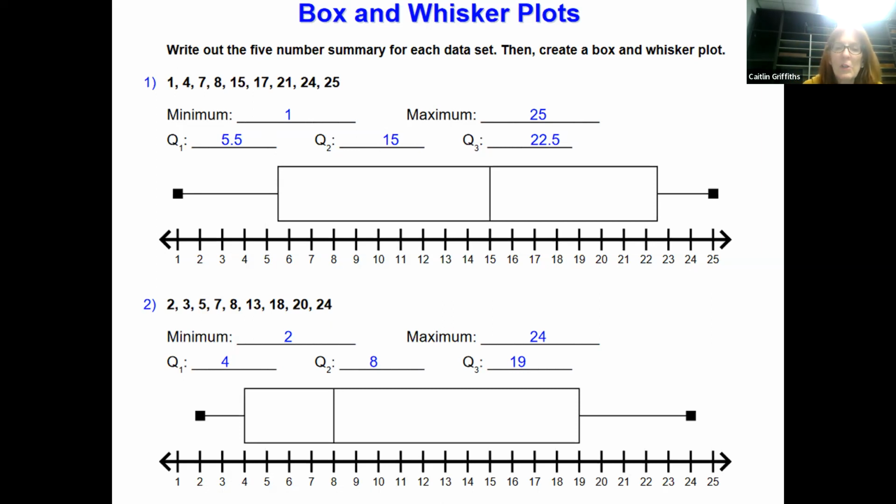And then Q2, or number 2, is essentially the same thing. You can see that for problem number 2, the numbers tend to congregate a little bit lower.